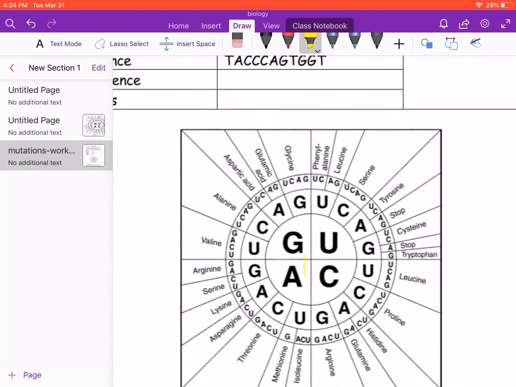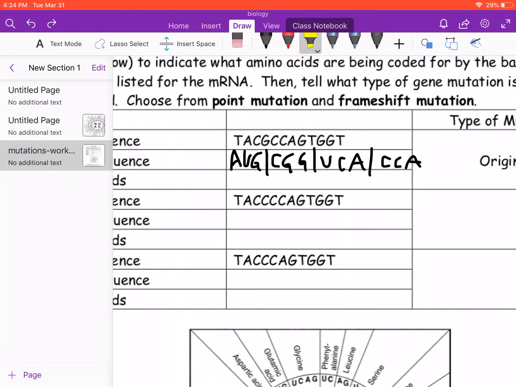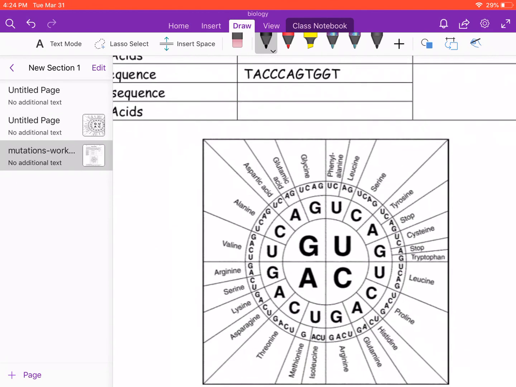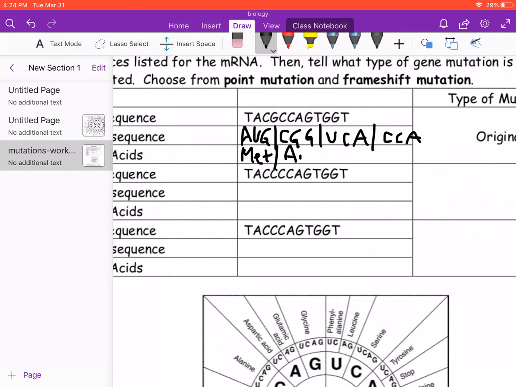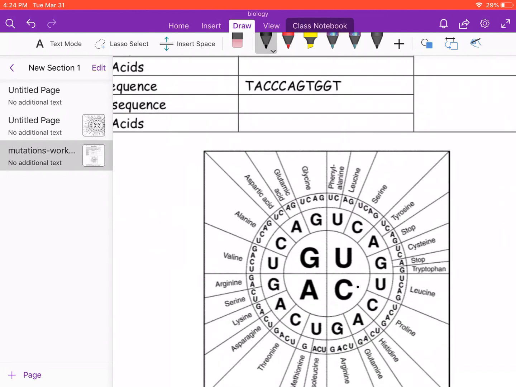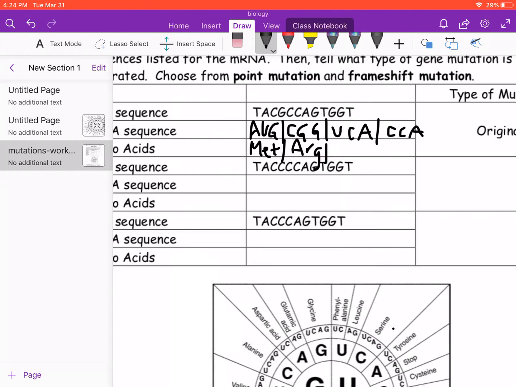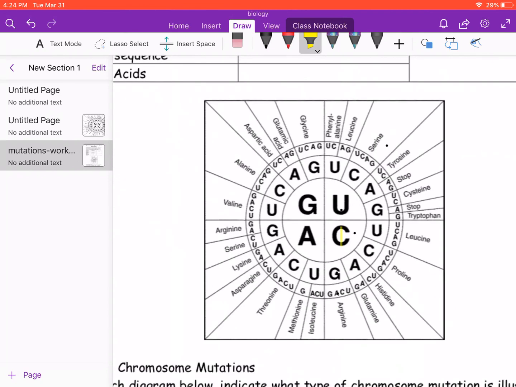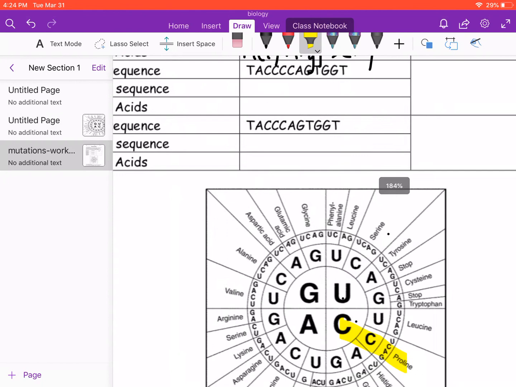AUG codes for. AUG codes for methionine. So then we're going to go back to our chart and write MET, which is abbreviation for methionine. Then we're going to go back to CGG, which is arginine, ARG. UCA, start in the center, UCA becomes serine. And CCA, our very last one, CCA is proline.